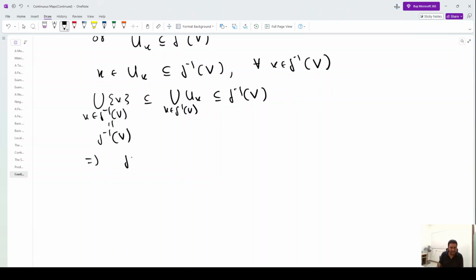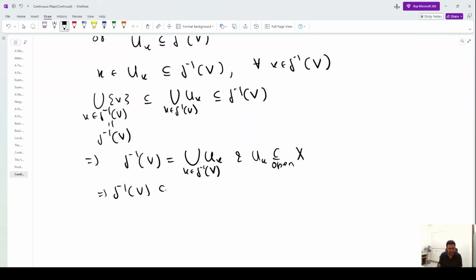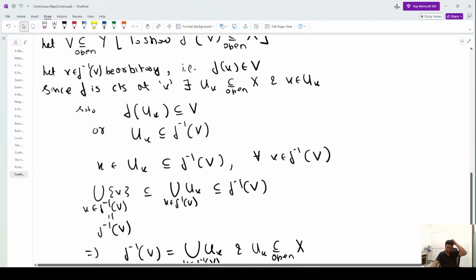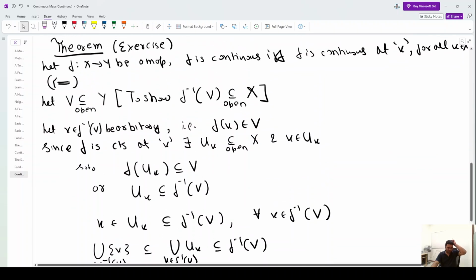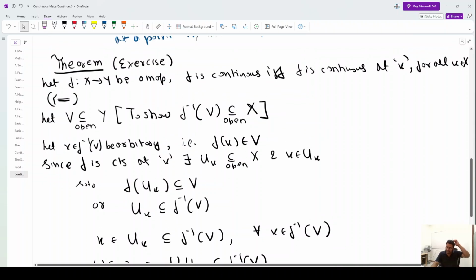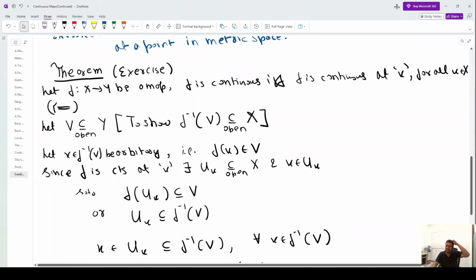So what you get? f inverse of V is actually the union of U_x, x in f inverse of V. Oh, the U_x are open in X. So this union will also be open in X. So this implies f inverse of V is open in X. That's what you wanted, right? So, one way I have proved, and another way is quite simple, so you can try that.